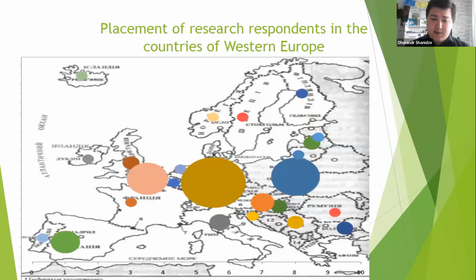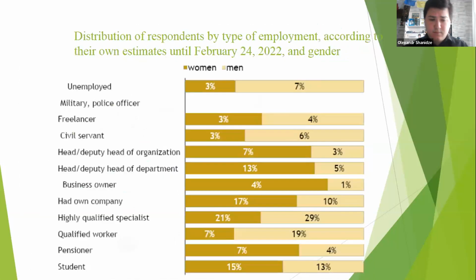We processed the data on which European countries refugees from Ukraine left to. Also, in our research, an important part was taken up by the study of the gender aspect of the social well-being of refugees. This concerned various aspects of their life activities. For example, you can see the distribution of respondents by different types of employment until February 2022, depending on gender.